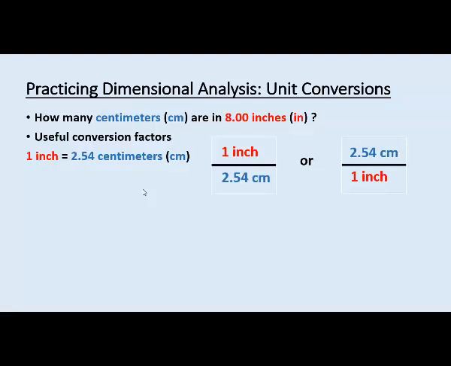Now, if you recall, I said that the units you are trying to convert to should be in the numerator, in the top of the fraction. The units you are trying to cancel should be in the denominator here in the bottom of the fraction. So let's see how that works when we set up the dimensional analysis.